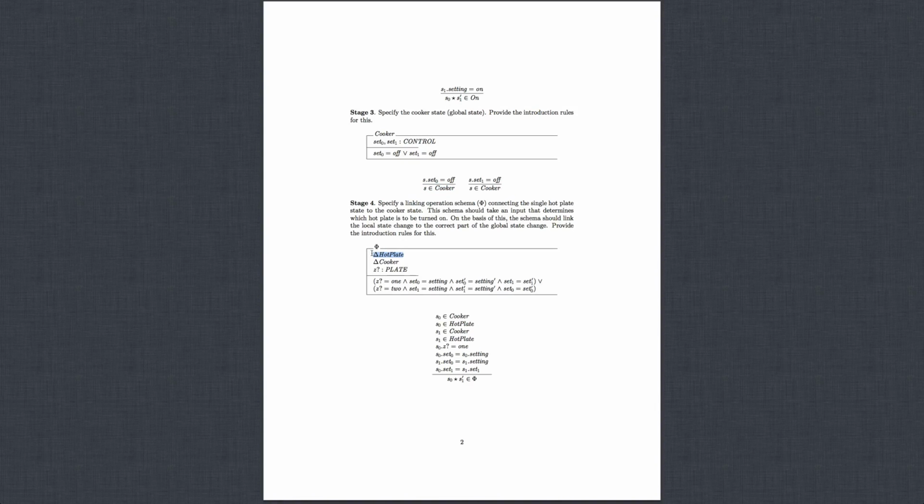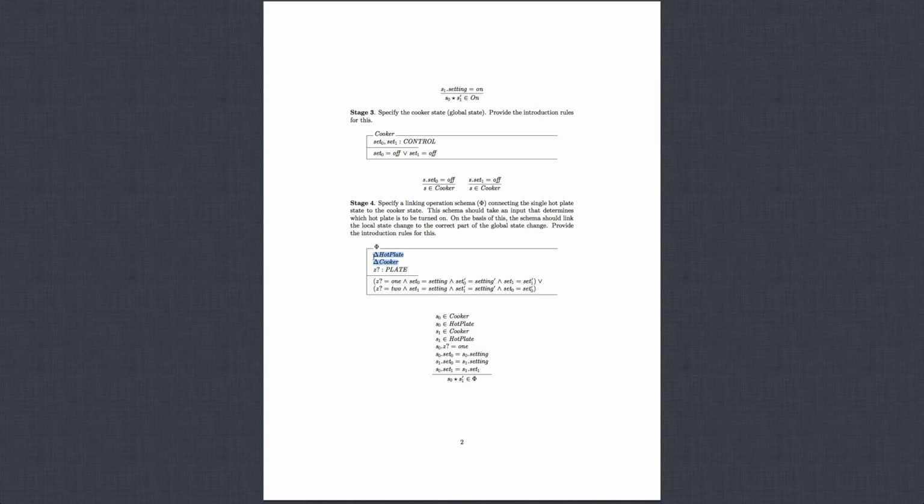The linking schema will always involve a change in the state of the local state and a change in the state of the global state. So we have delta hot plate, we have delta cooker as well. If you think about it, the first of those is hot plate and hot plate prime, the second of them is cooker and cooker prime. So those 2 declarations provide us with a number of observations. We have setting and setting prime, we have set 0 and set 1, and we have set 0 prime and set 1 prime. So there's quite a few observations there. 1, 2, 3, 4, 5, 6.